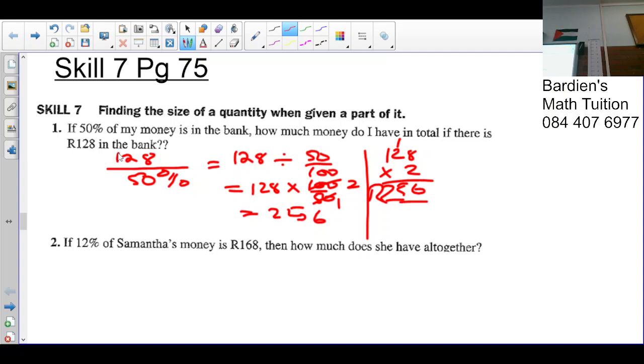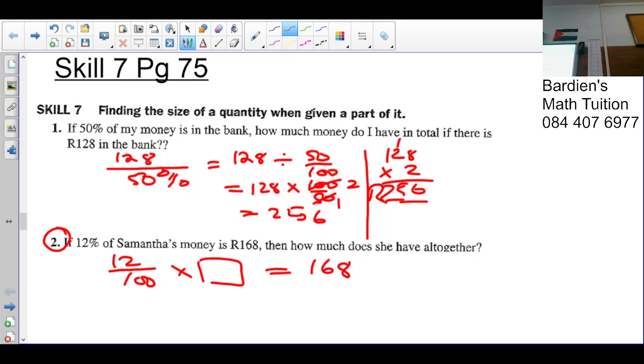12% of Samantha's money is 168. Oh, there was another way I could have done this, but I'll do this one here. 12%, 12 over 100 of Samantha's money. So her money is an unknown value, some unknown value. And that gives us an answer of 168.